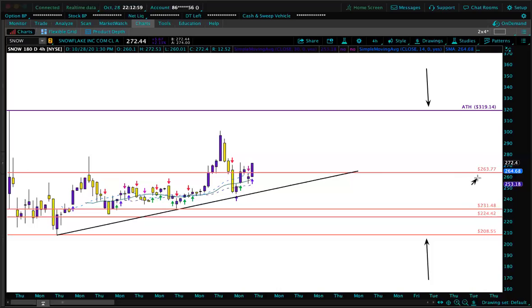Okay? So now 263 is your midpoint. This is our midpoint here. Now, if you look at price, we're above the midpoint now. When we were trading here, we were below the midpoint, which means we had 263.77 as resistance. But now price is above resistance. Resistance turns into support now.